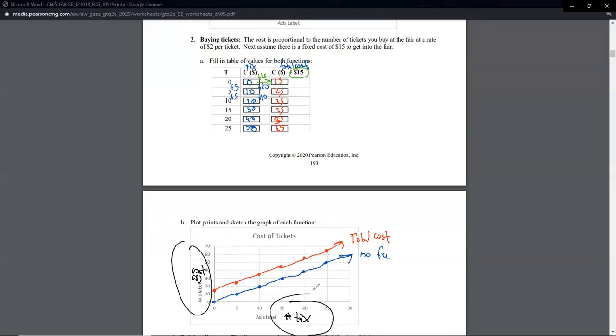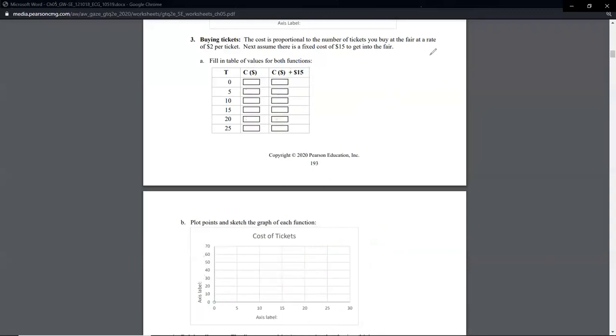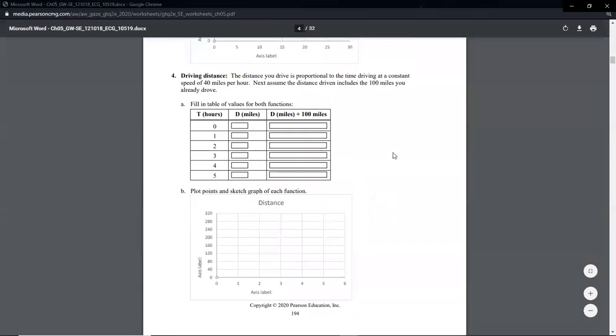These labels, I can't tell you how many graphs and charts I see in the media that don't have labels on them. You know why? Because they want to confuse you. They want to mislead you. Labels are critical.